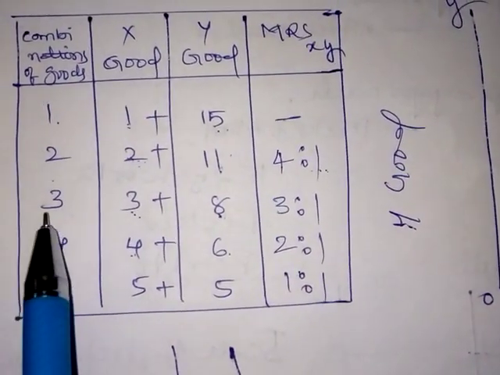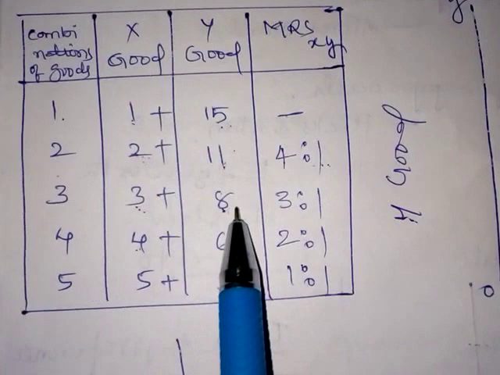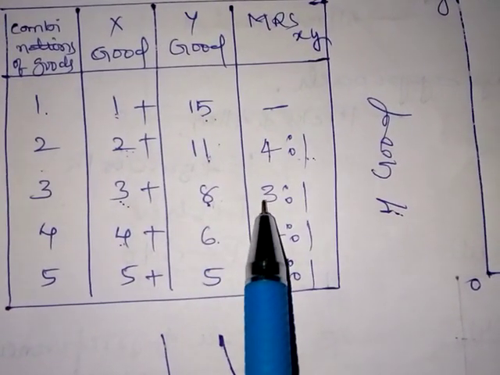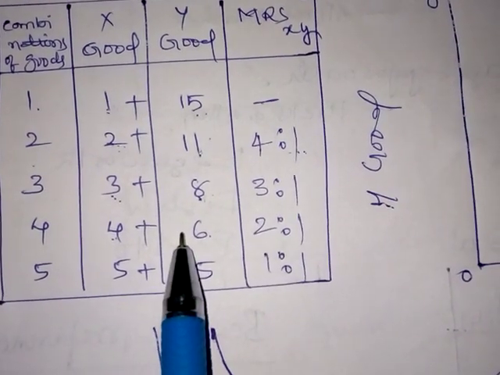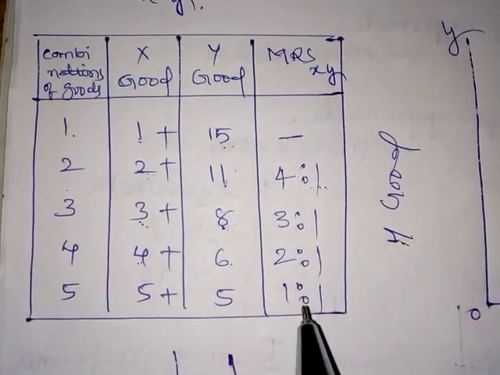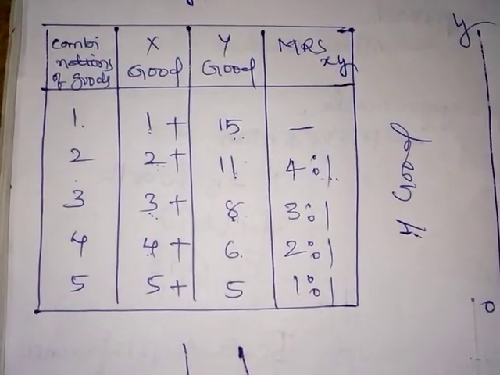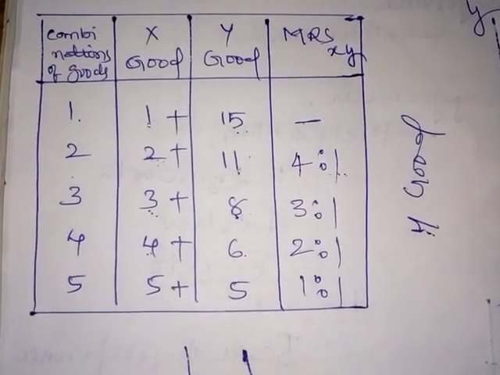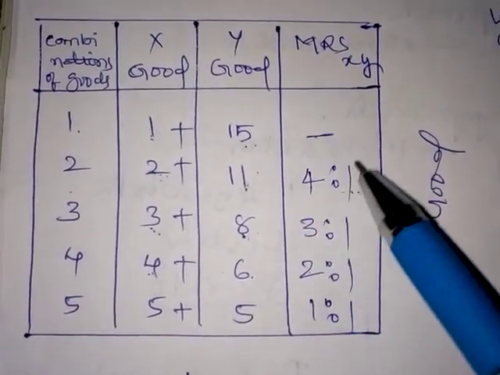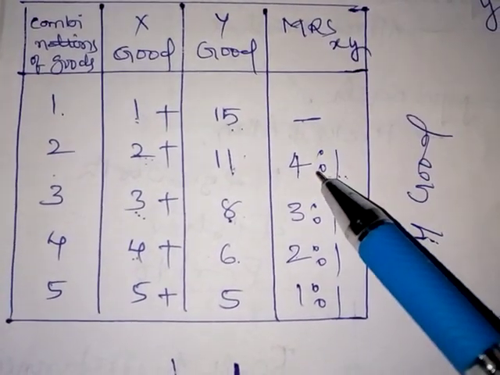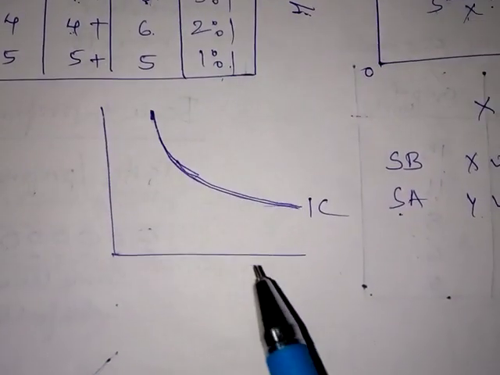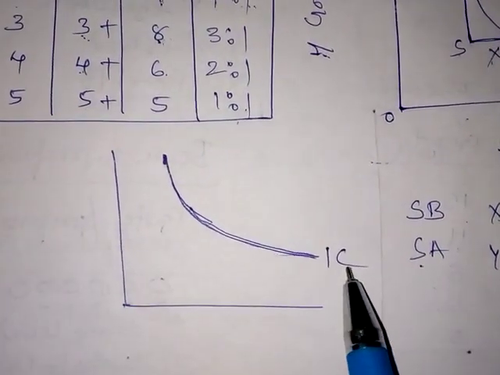Then coming to the third combination, 3 units of X, 8 units of Y. So in order to get one extra unit of X, the consumer is ready to lose 3 units of Y. In the fourth combination, he is losing 2 units of Y. In the fifth combination, he is losing 1 unit of Y. So whatever Y units he is willing to lose, it is coming down and down for every additional combination of the two goods. That is why the marginal rate of substitution of X for Y is going on diminishing. And this is the reason why the indifference curve slopes downwards to the right.